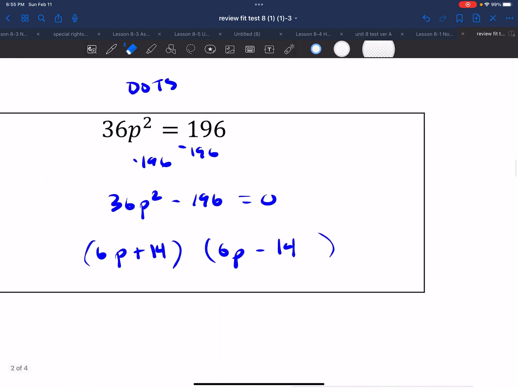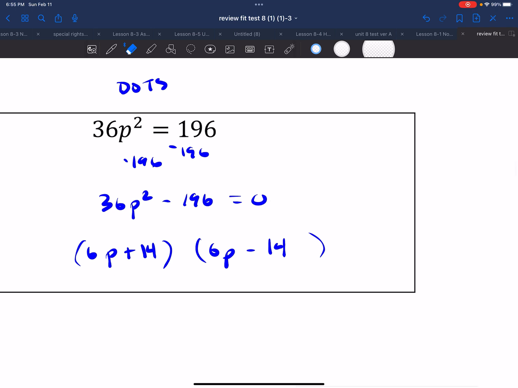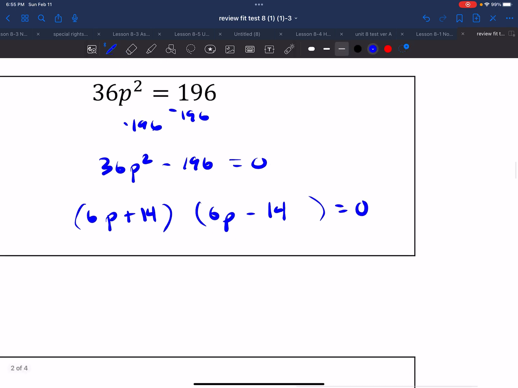And what are you doing? You're going to equal that to 0. So you take this, and you're going to set that equal to 0. So 6p plus 14 equals 0, minus 14 on both sides. So 6p is equal to negative 14.